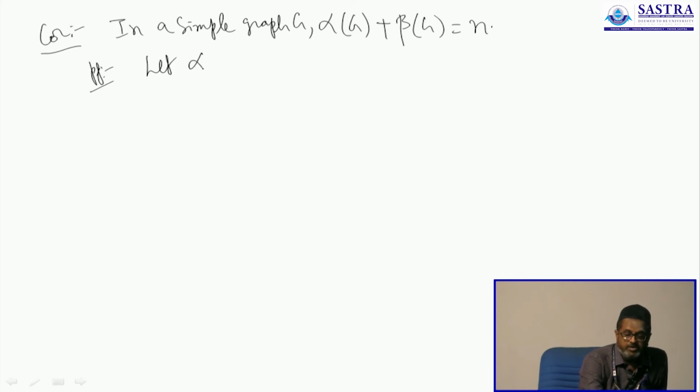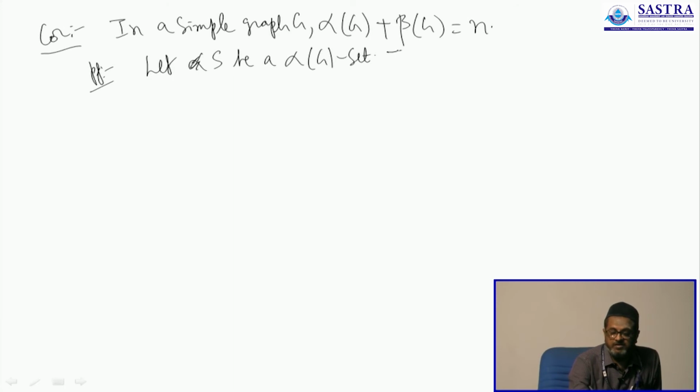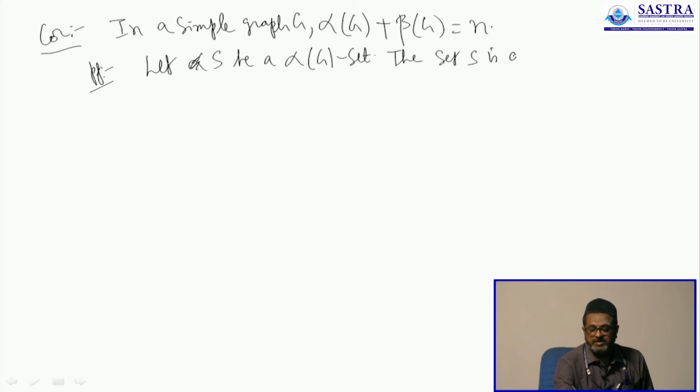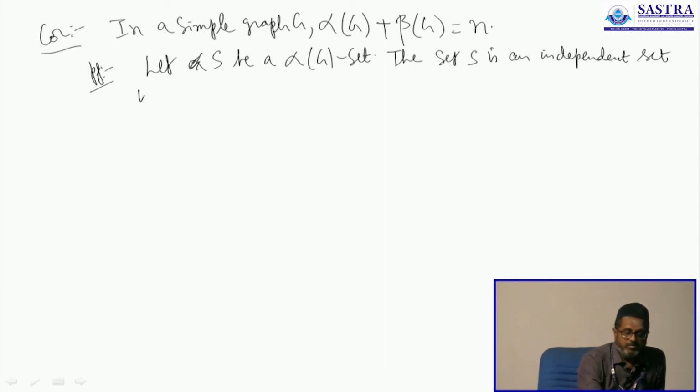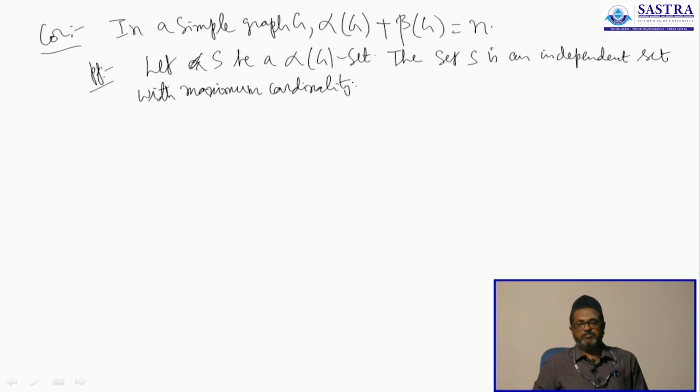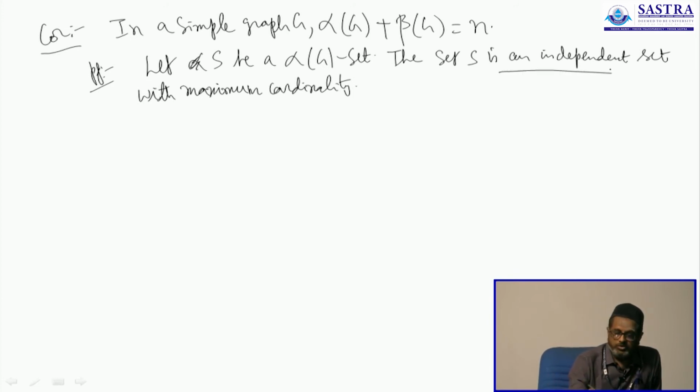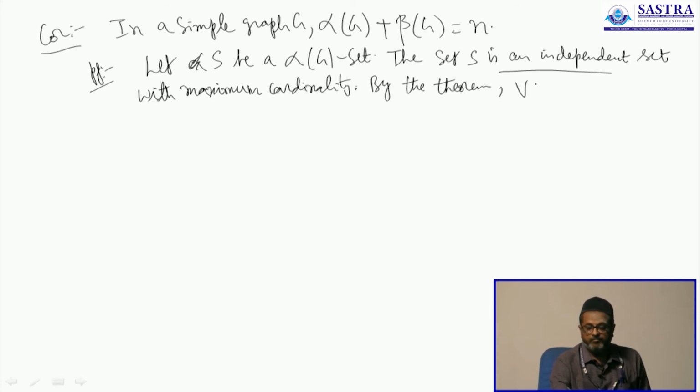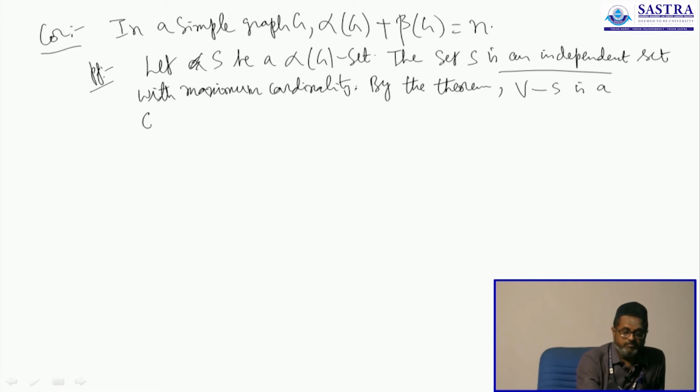It is very simple. Let S be an alpha of G set. What is an alpha of G set? The set S is an independent set with maximum cardinality. It is an independent set with maximum cardinality, and moreover it is also an independent set. So by the theorem, V minus S is a covering set of G.